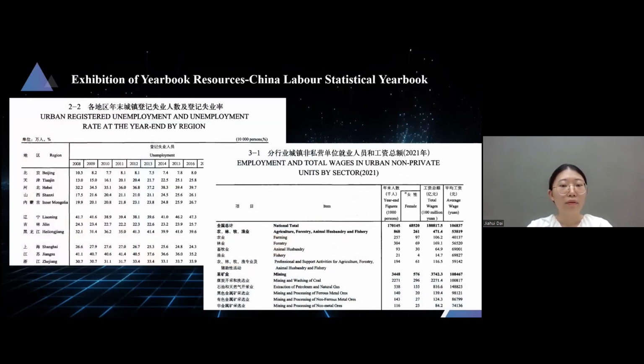From the table on the left, we can know urban registered unemployment and unemployment rate at the year-end by region from 2008 to 2021, while the table on the right shows the employment and total wages in urban non-private units by sector in 2021.